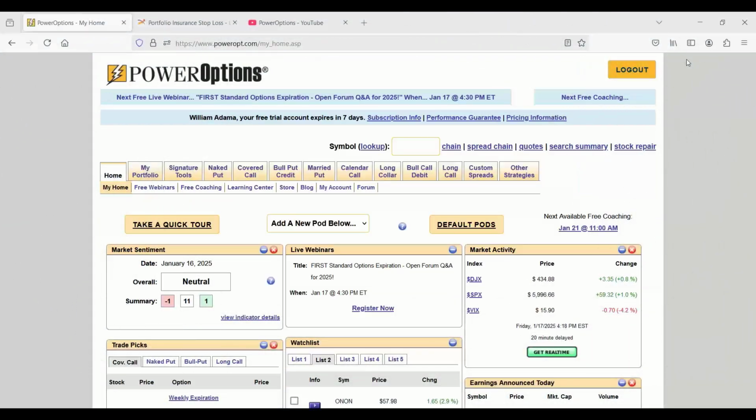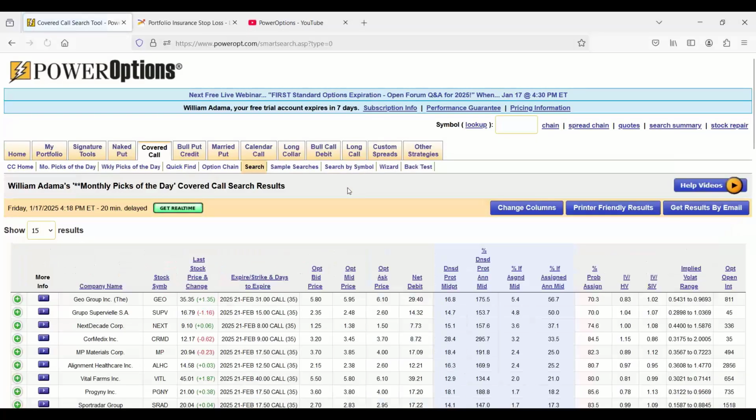All right, so here we are at the PowerOptions suite of tools. We're going to start first by analyzing that Shopify trade that came up. We're not going to look at the stock chart and analyze it in that fashion. We're going to use the custom spread profit and loss chart to evaluate some what-if scenarios. So I'm going to go to covered call, then we're going to go to search.